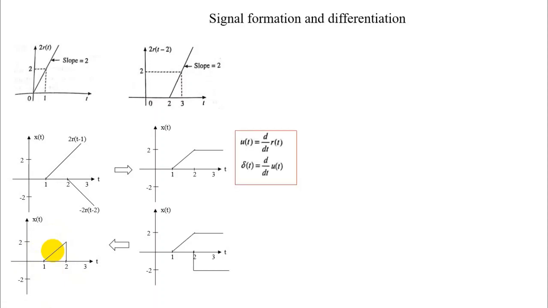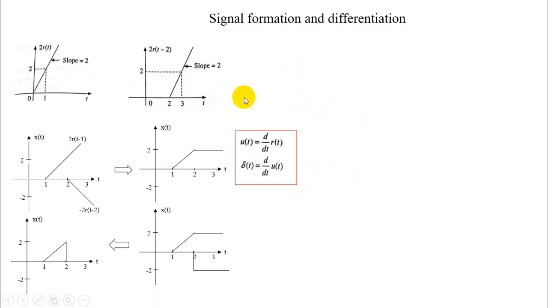So what would be the step-by-step differentiation result if we try? Here I want to mention that if you differentiate the ramp signal, you will get the unit step. If you differentiate the unit step, you will get the impulse. So it is very important for the next classes or next lecture.